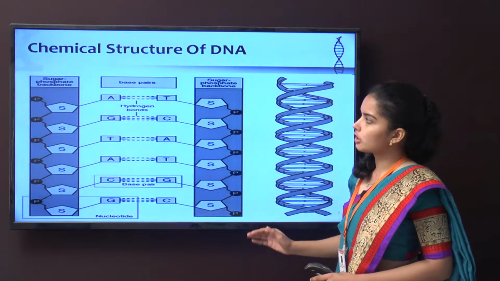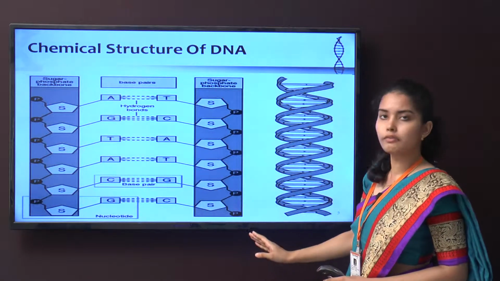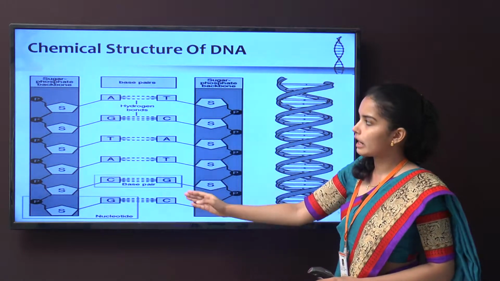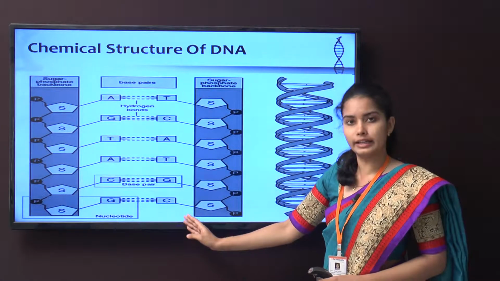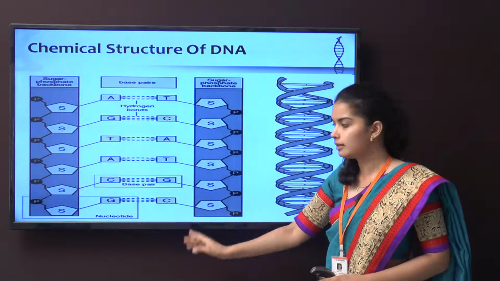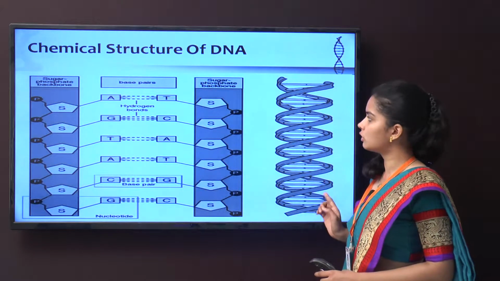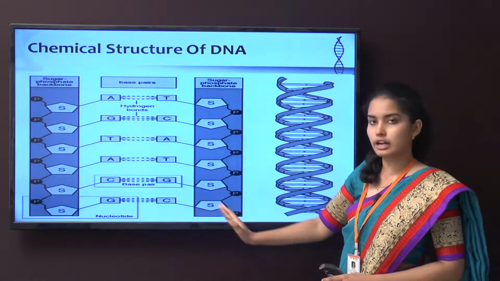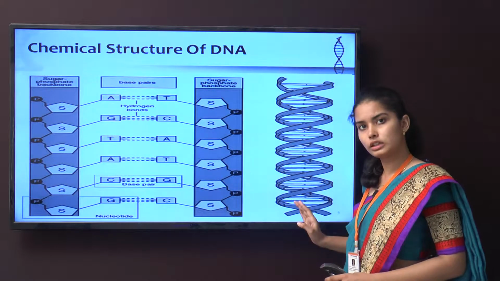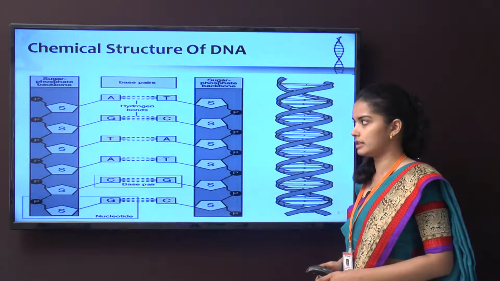The chemical structure of DNA is like this. It has a sugar phosphate backbone and then there are the base pairs through which they are linked. The double strands are linked together with hydrogen bonds. This is the structure when we look from outside, but this is the structure if we remove the turns, we can see it like this.